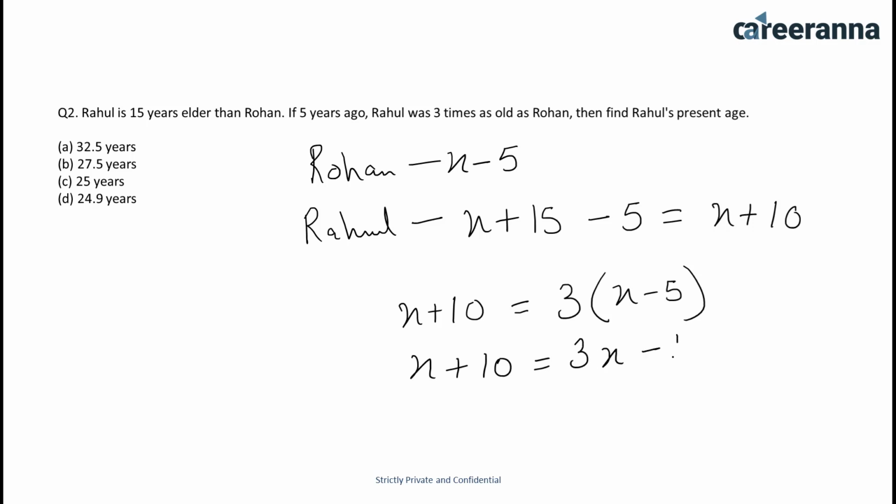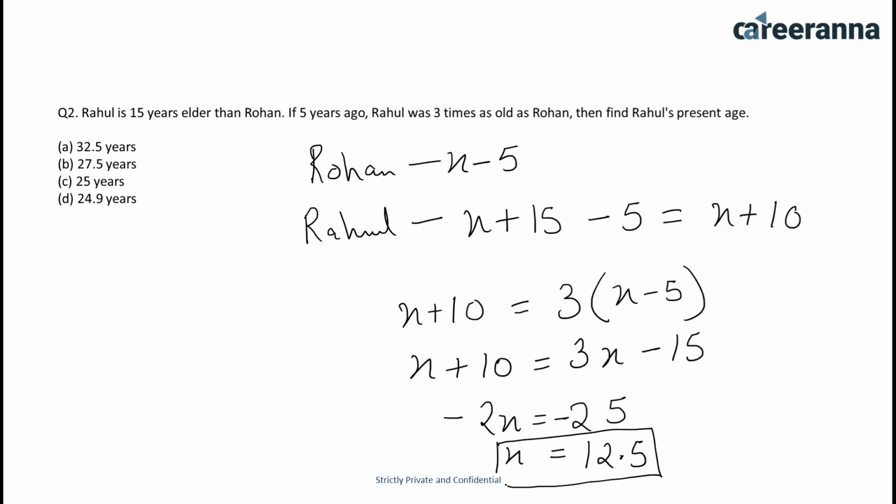It will become 3x minus 15. If we take it out here, we will get minus 2x is equal to negative 25. The negative sign cancels out and the x value is going to be 25 by 2, that is going to be 12.5. So we get the value of x which is 12.5.